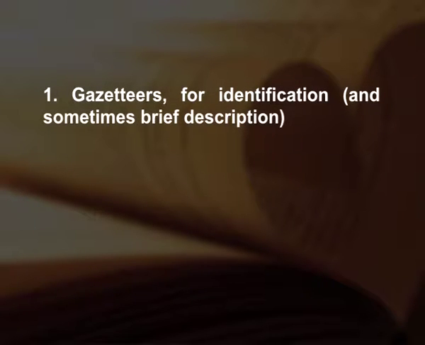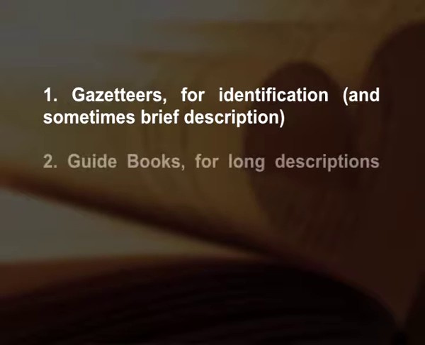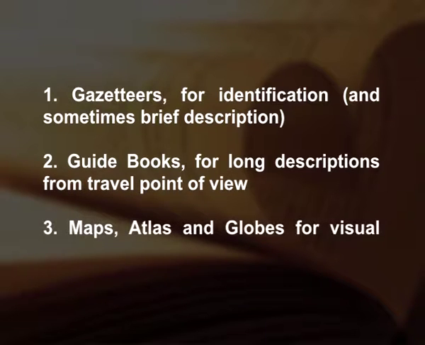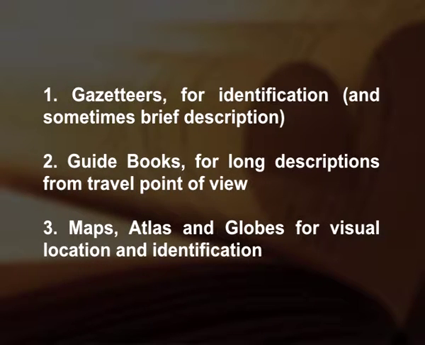First one, gazetteers for identification and sometimes brief description. Second, guidebooks for long descriptions from a travel point of view. Third, maps, atlases and globes for visual location and identification.